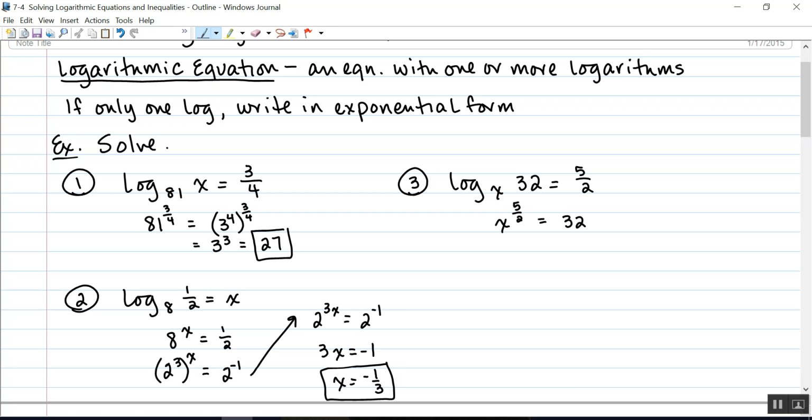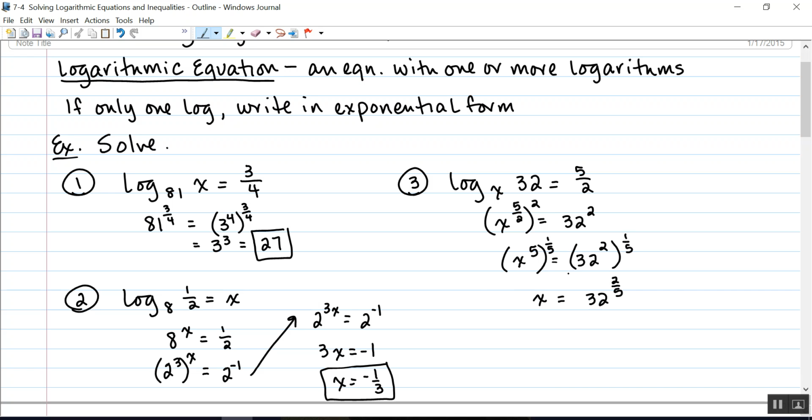Couple different ways I could solve this. Maybe what I'll do is go ahead and square both sides. That would give me x to the 5th equals 32 squared. Now if I want to get that to a 1, I can raise both sides to the 1/5 power. So that's going to give me x equals 32 to the 2/5.